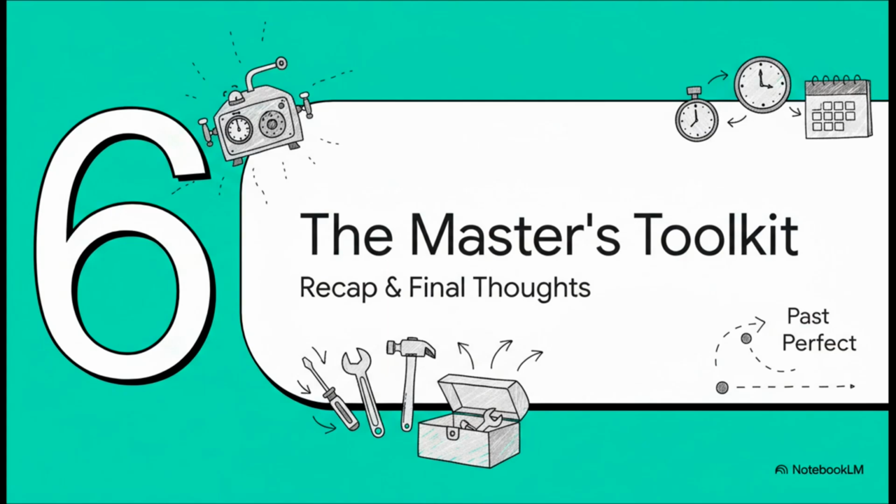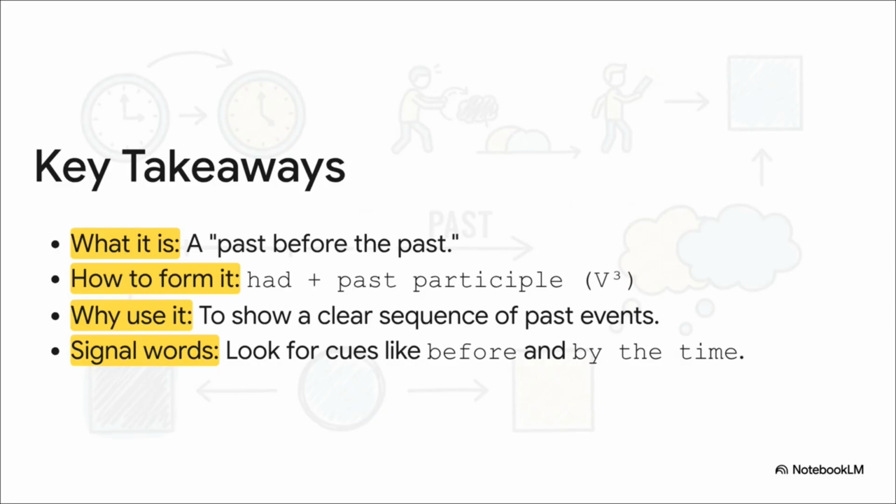We've built our time machine, and we've taken it for a spin. So now, let's just pack the most important tools into your toolkit so you're ready to use them anytime you want. Let's do a super fast lightning round recap. What is it? It's the past before the past. How do you form it? Had plus that V3. Why should you use it? For crystal clear timelines and showing cause and effect. And what should you look for? Those signal words, your friendly little navigators.